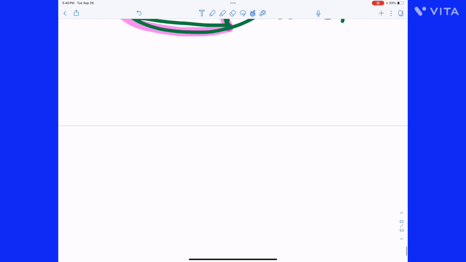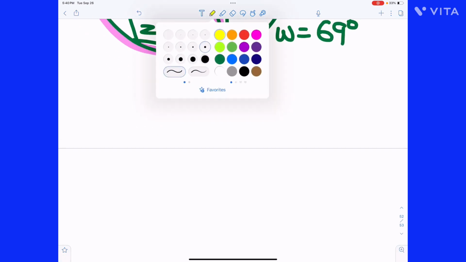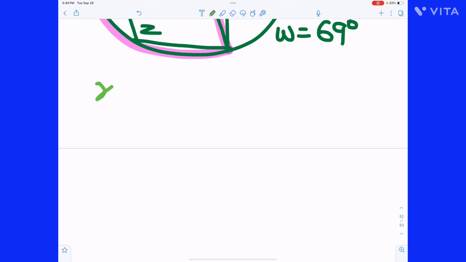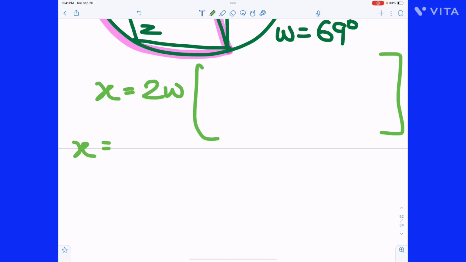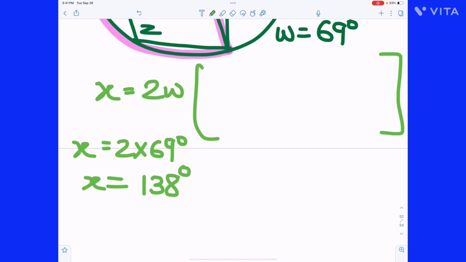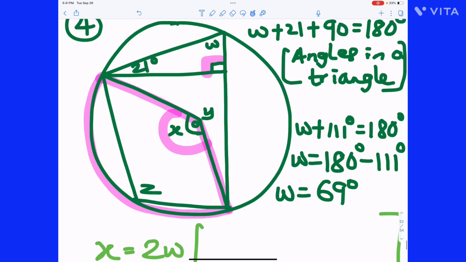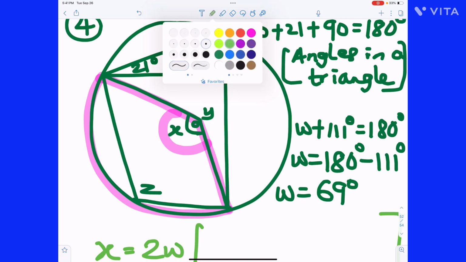X is equal to 2 times W. Let's go straight and get that. X is equal to 2 times W. Angle at center is twice angle at circumference, at a point on the circumference. X is 2 times 69. X is 138 degrees. Now, X and Y are both at the center of the circle.